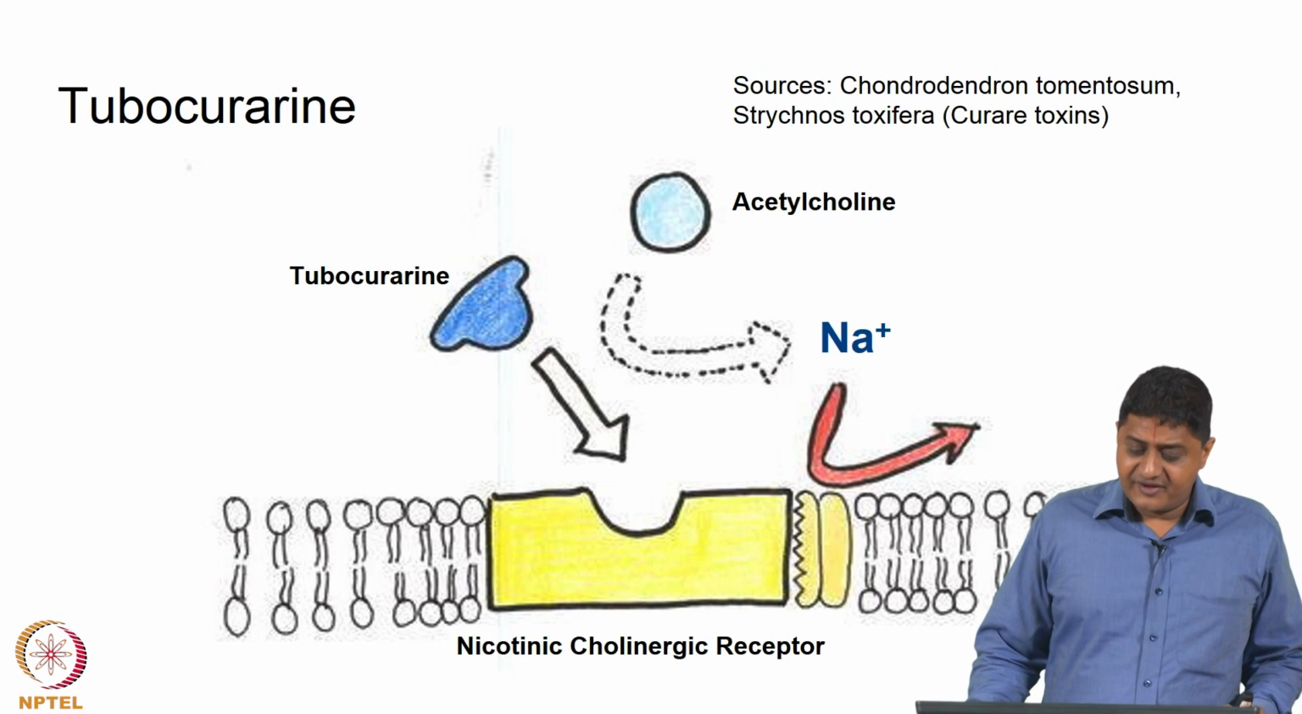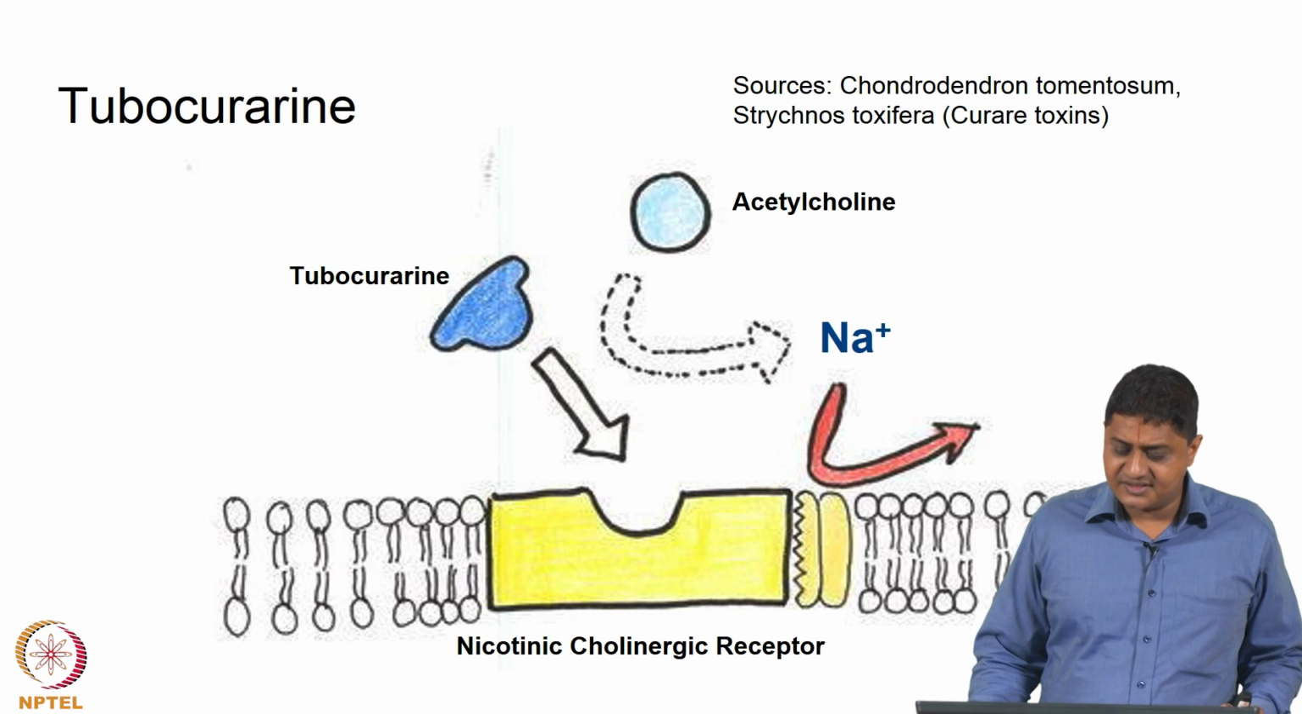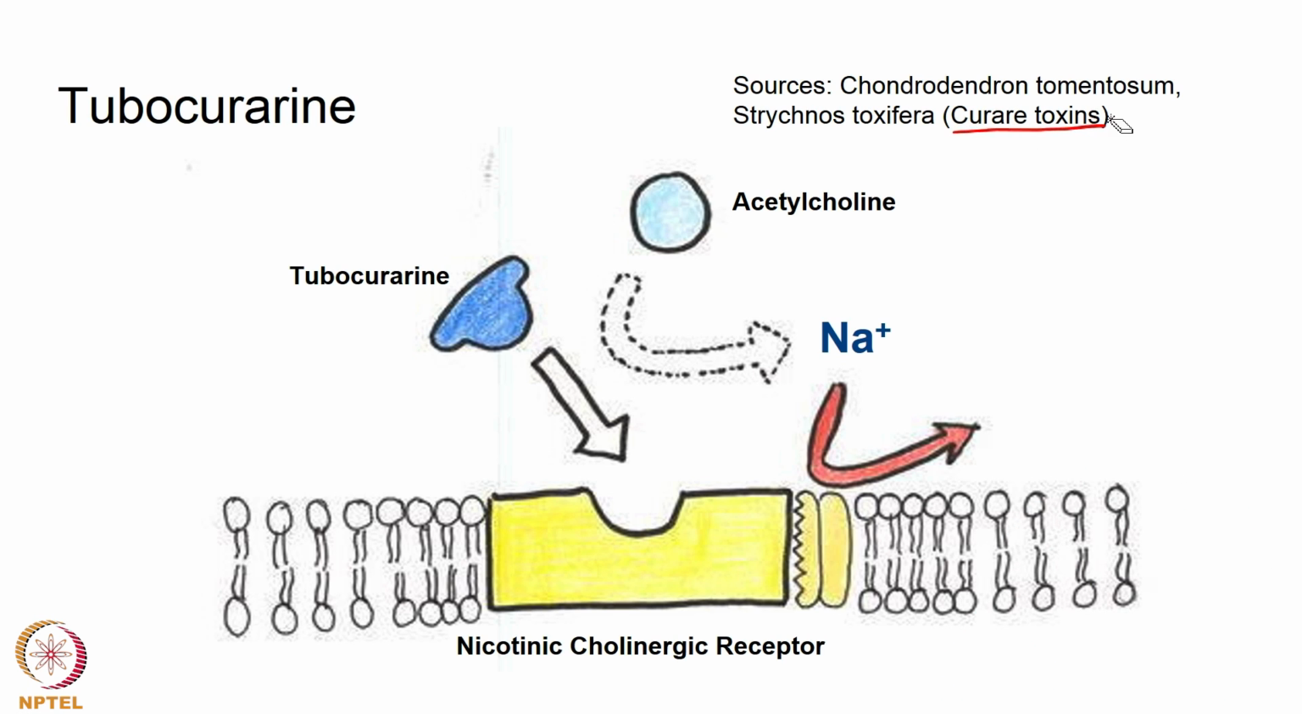There is a group of arrow poisons, a group of drugs called curare toxins, right, that can be sourced from plant and animal sources. From plants such as Strychnos toxifera, curare toxins are produced, but specifically from a plant called Chondrodendron tomentosum, tubocurarine, or more specifically D-tubocurarine chloride, is produced.